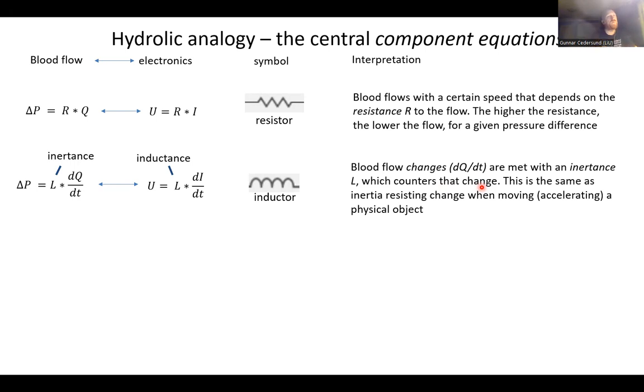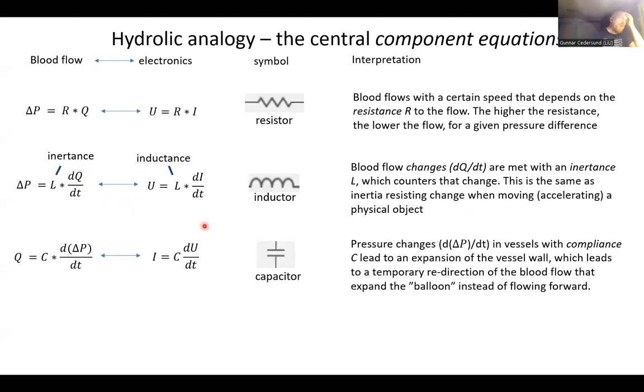But it's the same as when you have a physical object that you want to accelerate. It has an inertia. It has a sort of resistance. It doesn't accelerate automatically. There's resistance to that. So it's the same type of resistance, but it's not the resistance to the flow. It's the resistance to the change of the flow. So these equations are identical, you see here. The only difference is that it's the derivative of the flow.